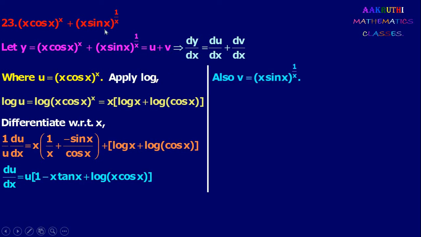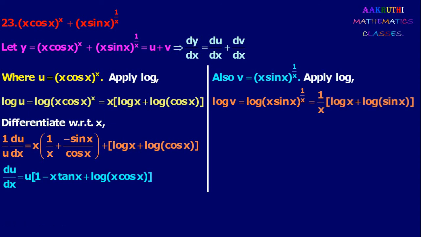Now here v is (x sin x) whole to the power 1 by x. So base is also variable, power is also variable. So it is logarithmic differentiation. Apply log on both sides, we get log v equal to log of (x sin x) whole to the power 1 by x. And we can simplify, take power as coefficient, and log of x sin x can be written as per the log a into b formula, log a plus log b. So therefore we can write log v equal to 1 by x into (log x plus log of sin x).